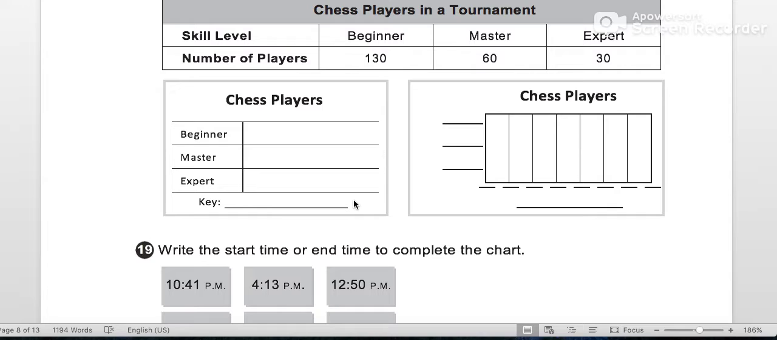Think about your numbers and which numbers you can use to represent that. So maybe each symbol is going to equal a certain number. That's how you want to write it. So maybe for chess, you would make a little chess piece, and you would say that chess piece equals blank number of players. Okay, and then you're going to fill that in by drawing the pictures and writing the key.